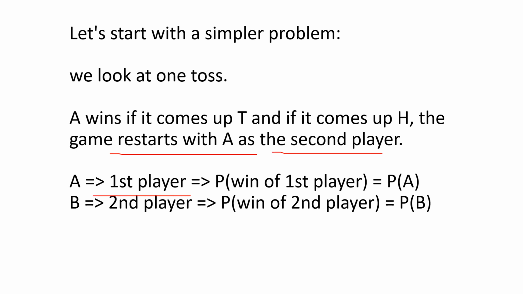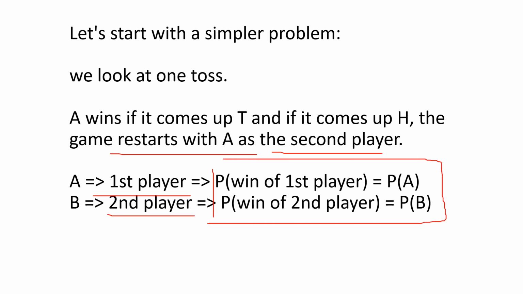So in a way, if it comes up heads, the game restarts with A as the second player. Initially A is the first player and B is the second player. The probability of win of the first player is PA, and the probability of win of the second player is PB. Since the game continues till one of the players wins, we have probability of A plus probability of B equal to 1.